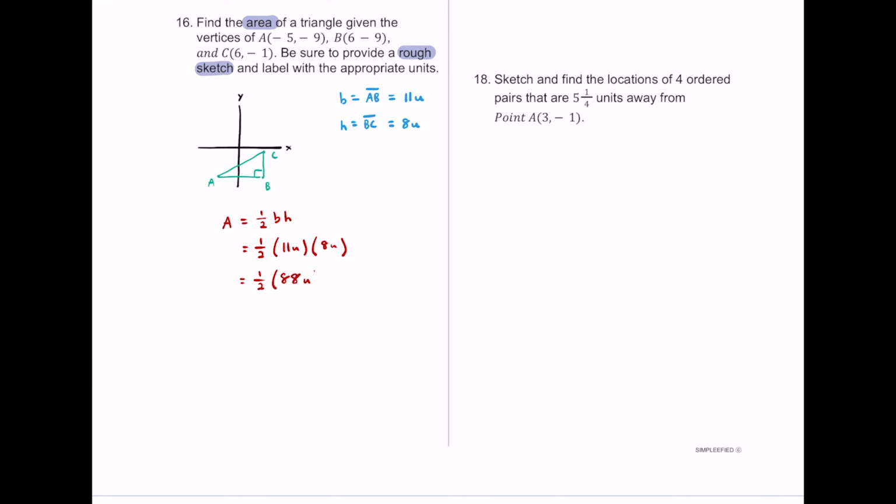Units times units is units squared. That's if this was just a rectangle. And so half of 88 is going to be 44. So the area of this triangle would be 44 units squared. Okay, don't forget to take half of your product there, or after you multiply.